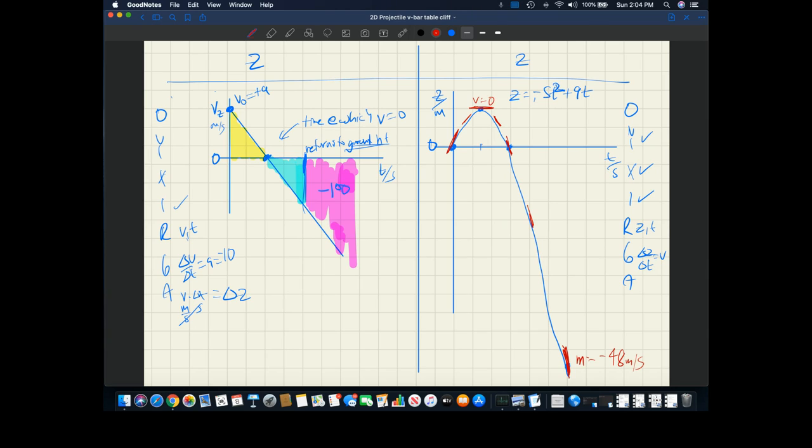In the area, in this case, meters times seconds, tells us nothing of consequence. So that's how we could use our average velocity table, our analytic solutions, and our graphs to understand, analyze, and connect the concepts related to a two-dimensional projectile launched off a cliff.